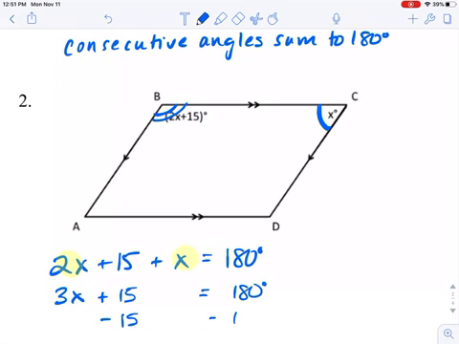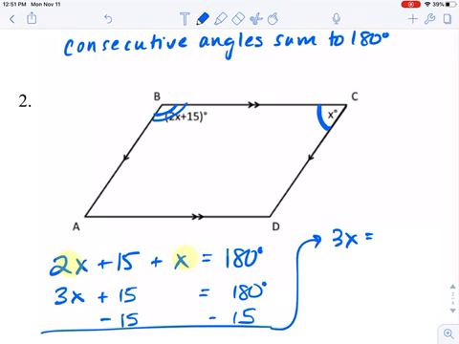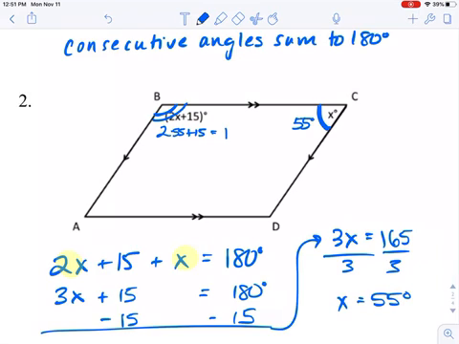I'm going to subtract 15 from both sides. I'll continue my work up here. I end up with 3x equals 165. And I'm going to divide both sides by 3, and I end up that x equals 55 degrees. And that's this angle here. 2x plus 15 equals 125 degrees. And now I know that I did my work right because 125 and 55 does indeed make 180. And I can find the other angles, although it doesn't ask me to. I'm going to go above and beyond. I can find those other angles because I know that opposite angles are the same.